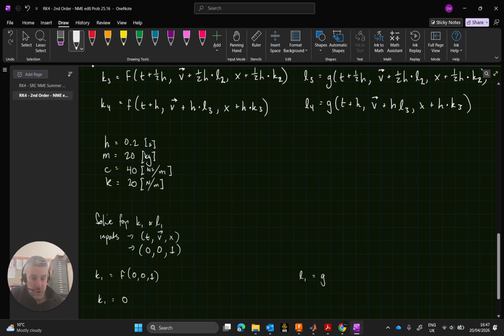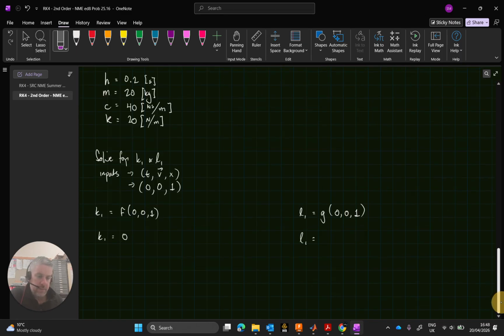L1 is equal to the g function. L1 is the g function using these inputs, 0 for t, 0 for v, and 1 for x. Our function for L1, our g function, is 1 over m. I'm going to just put the value straight in, maybe to save a line, if nothing else. And it's also minus 1 over m. M is 20. So if you cannot recall that, you can look back up at the top there and see what the g function is.